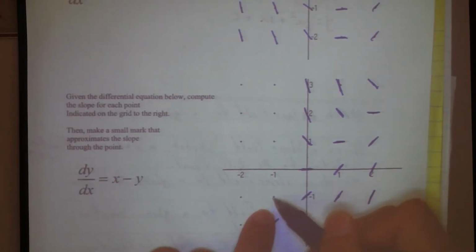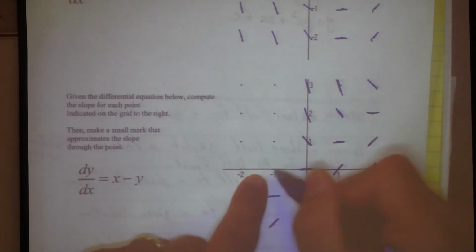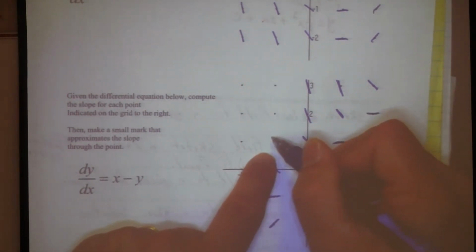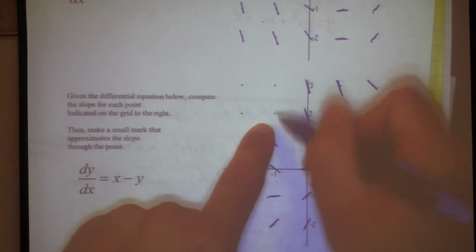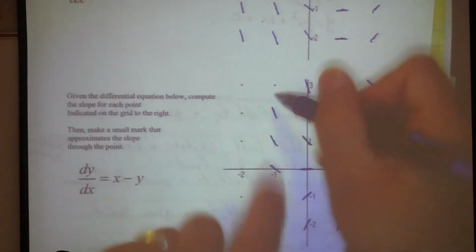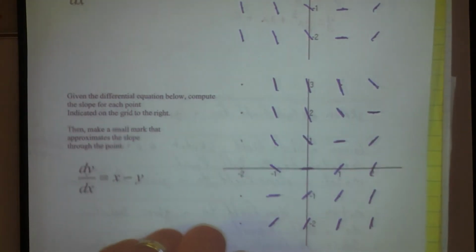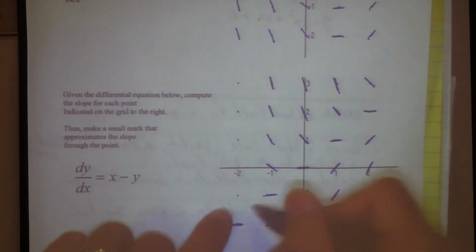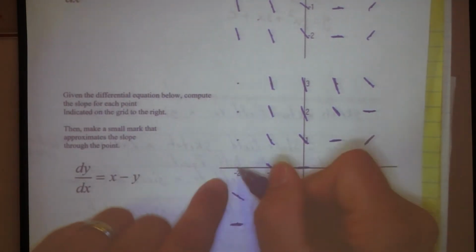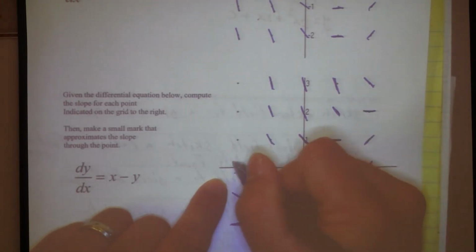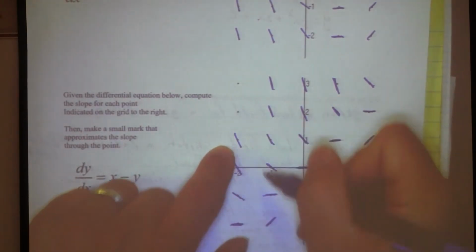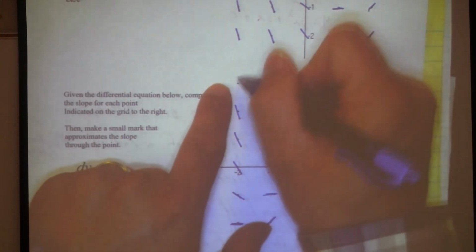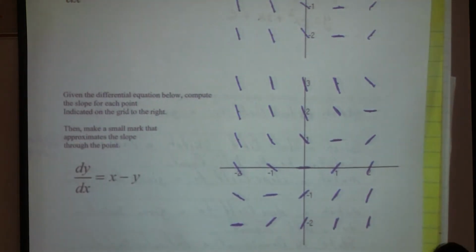1, then 0, right? Then negative 1, and then I think that one was negative 2, and then I think that one was negative 3, and then I think this one's going to be negative what? 4? This one's going to be 0, right? This one's going to be negative 1. This one's going to be negative 2. This one's going to be negative 3. This one's going to be negative 4. This one's going to be negative 5. Cool?